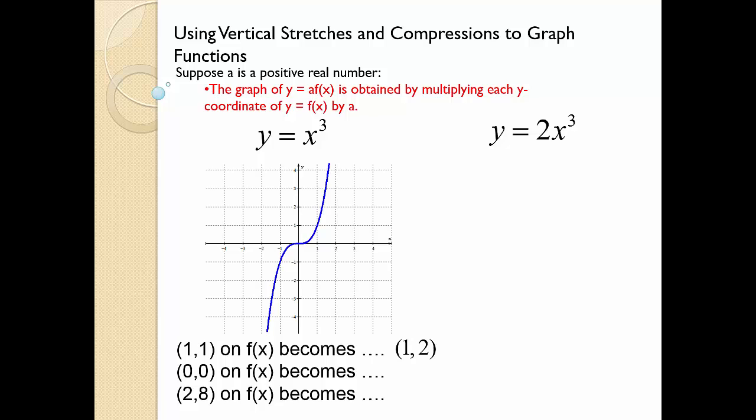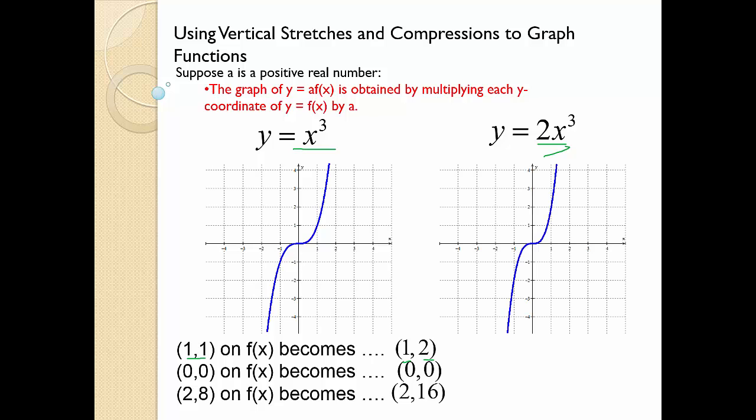So actually, here's a nice thing too. You can do this for individual points. So the original is x cubed. We're going to make it 2x cubed, right? So on the graph of x cubed, it is the point 1, 1. If x is 1, y is 1. But if it's 2x cubed, then if x is 1, y is 2. 0, 0 doesn't move, right? Because 2 times 0 is 0. And then 2, 8, we're multiplying the y by 2 when we do this, so 2, 8 becomes 2, 16.